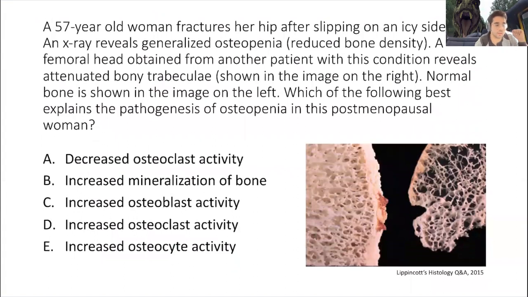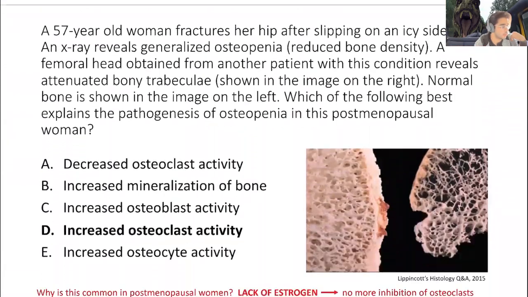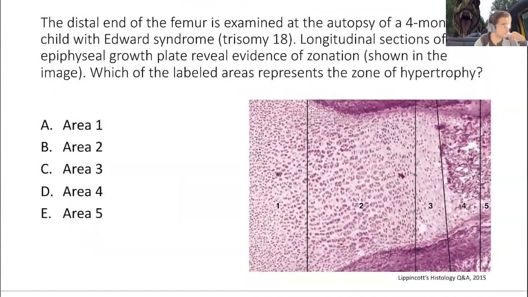Let's do this question. Exactly. So you guys are seeing that this bone is just falling apart. So postmenopausal woman, right? You're going to have increased activity or decreased activity of osteoclasts? Increased activity. Nicely done. They can ask these questions multiple ways, so make sure you stay aware of that. Let's do this question. What is the zone of hypertrophy, guys? Told you guys they love asking these questions.